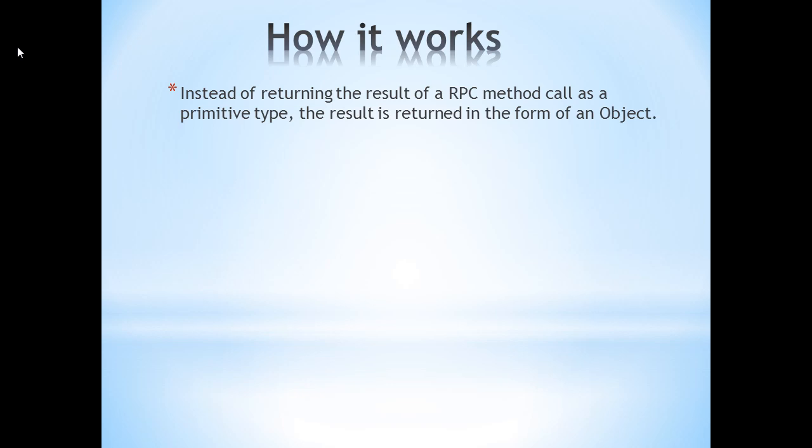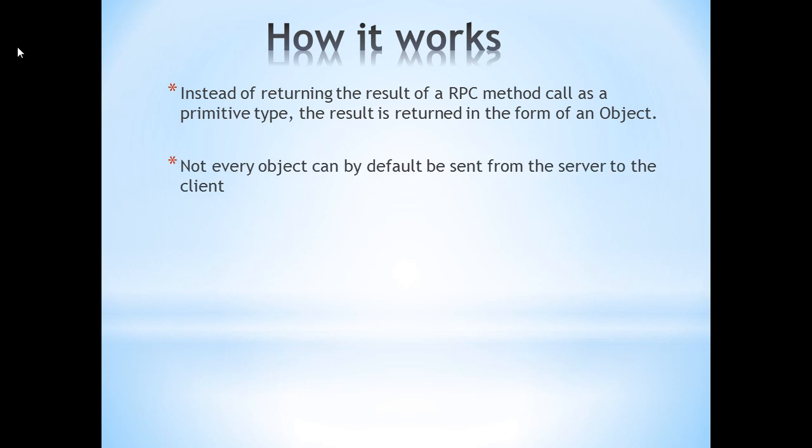So how does this work? Well, when I make an RPC call, instead of returning my result as a primitive type, I'm going to return it in the form of an object. And I assume that whoever is watching this video is familiar with Java and object-oriented programming enough to know what an object is.